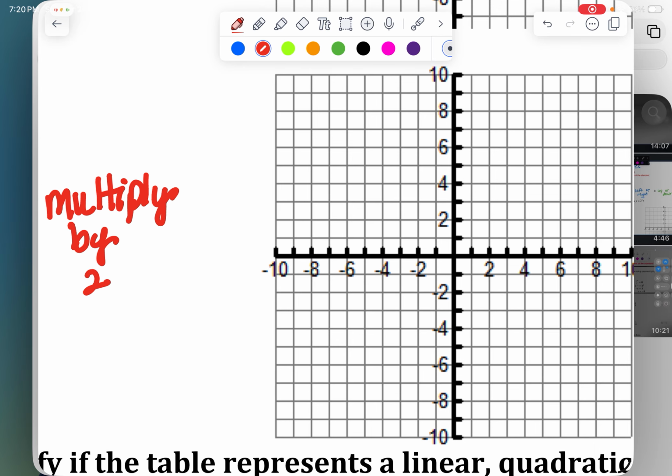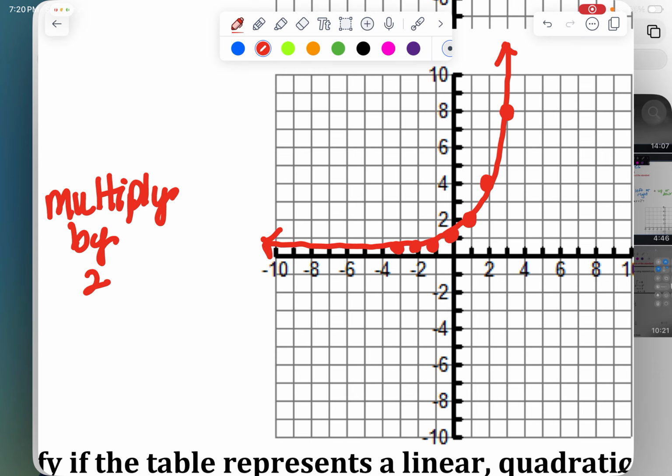So let's see if it will be quadratic. So from here to here, they added 4. From here to here, they added 4. From here to here, they added 4. Because these are the same, it's quadratic. Okay, so let's go to this next one.